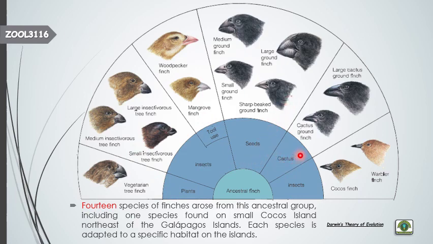These are the cactus finches. They feed on the cactus plant. And these again, which I told you earlier, are the insect eating finches. So in total, they have been divided or have been radiating into 14 different kinds of species from the single ancestral finch.